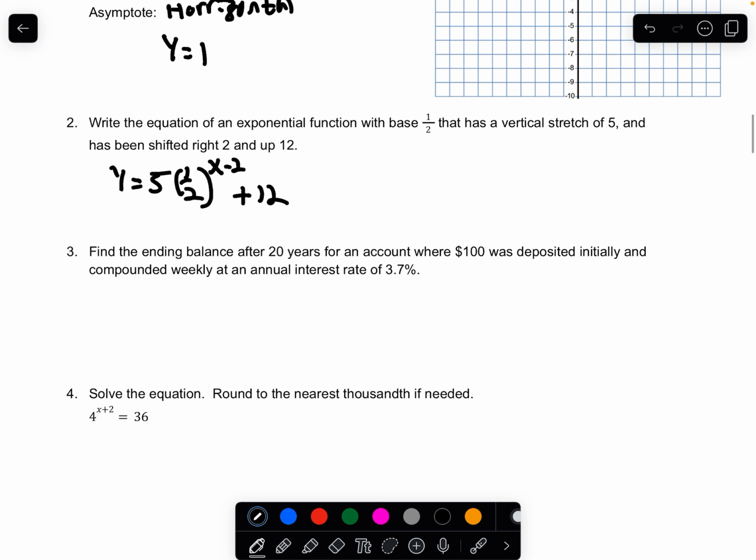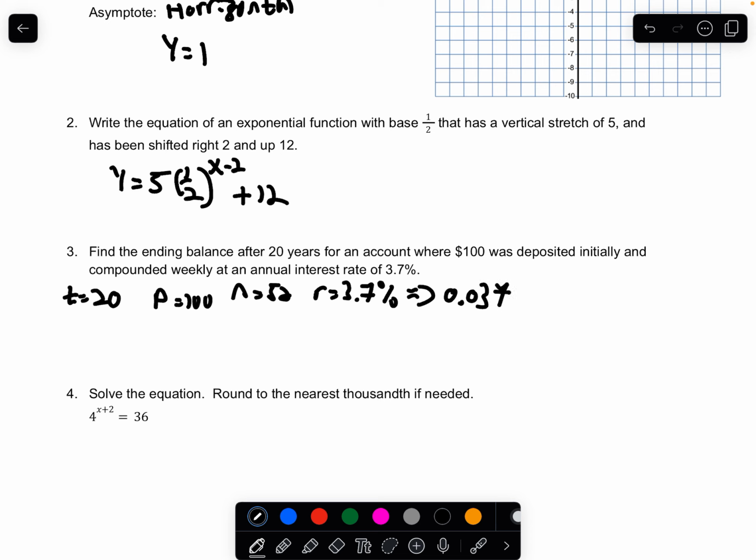On number 3, find the balance after 20 years. So t equals 20. Of an account where the initial deposit is $100. So that's your principal. P is 100, and compounded weekly. So n equals 52 with an annual interest rate of 3.7%, which we turn into a decimal by dividing by 100, and we have that.